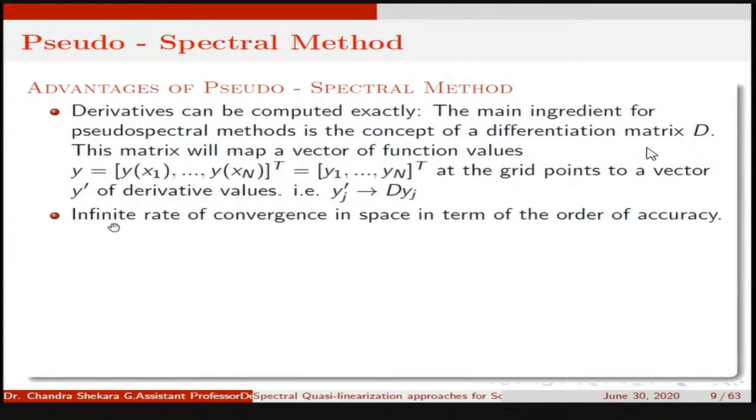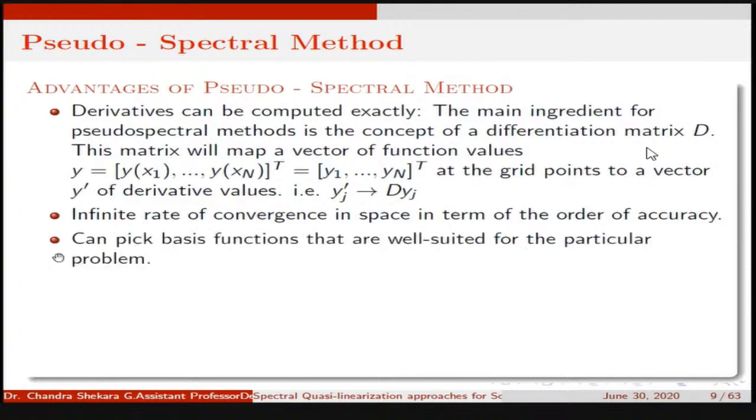Then the second important point or advantage of this pseudo spectral method is it has an exponential rate of convergence in space. So in terms of order of accuracy, this method has an infinite rate of convergence. You will see that with the example I'll explain, the convergence of this method. And the other advantage of this spectral method is we can fix the basis functions that are well suited for a particular problem.